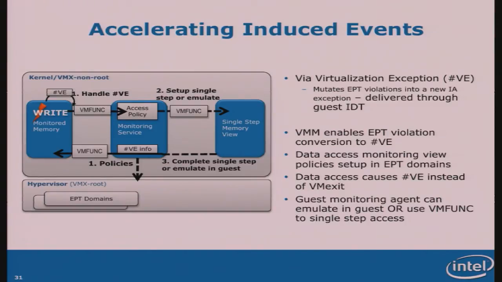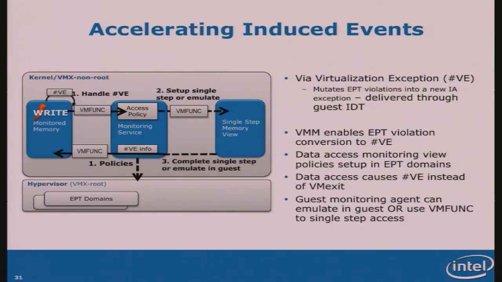The key point behind virtualization exception is, as this flow shows here, using some of the other intrinsics like VM function, you can now allow that access or access control those write events without actually causing any exits into the hypervisor, right? So you set up the policy on the EPT page. If the hypervisor is okay with that EPT violation on those pages being converted into a #VE, it can turn the hardware on to do that.